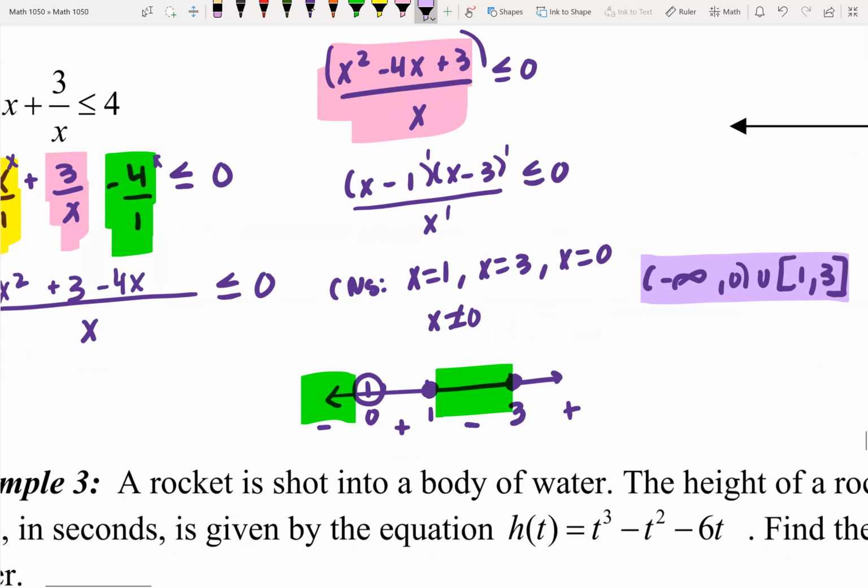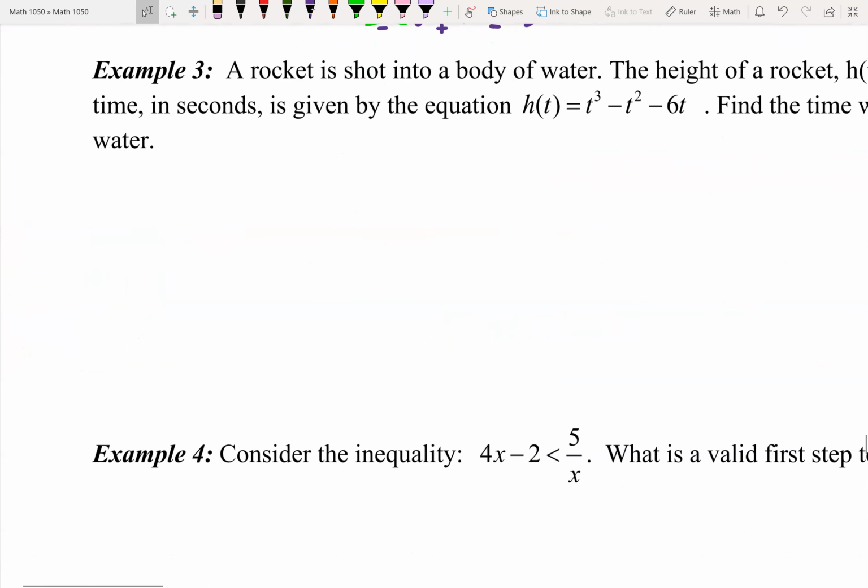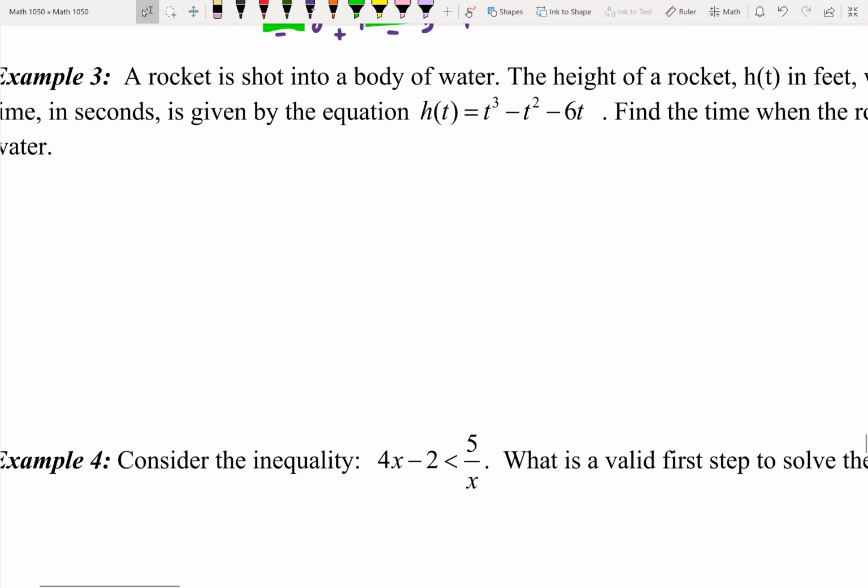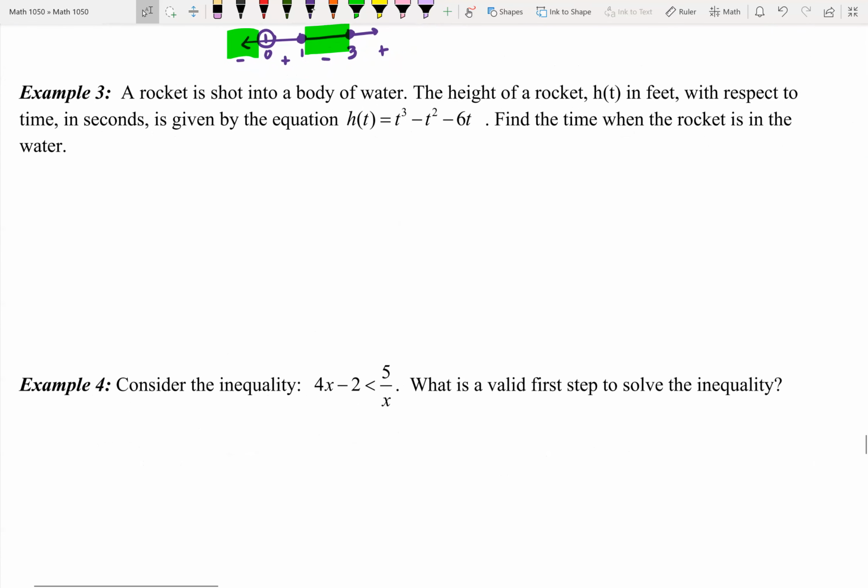That's it. Okay, question 3. A rocket is shot into a body of water. The height of the rocket in feet with respect to time is given by this equation. Find the time when the rocket is in the water. Okay, so remember when you have a word problem, I always want you to write x equals, y equals. So h of t is the y, and that stands for the height, and that would be in feet. The x is represented by a t, and if you read, that's time in seconds. Find the time when the rocket is in the water.